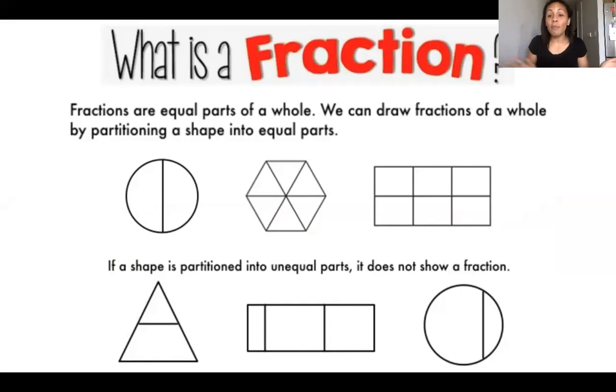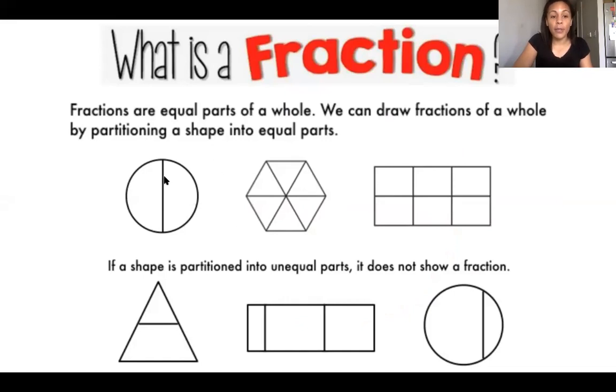Okay, a whole could be a shape, it could be a circle, it could be a triangle, it could be a rectangle, a square, a hexagon, an octagon, any kind of shape that we are cutting somewhere to make equal parts. We can draw fractions of a whole by partitioning. Partitioning, that means cutting the shape into equal parts. Excellent.